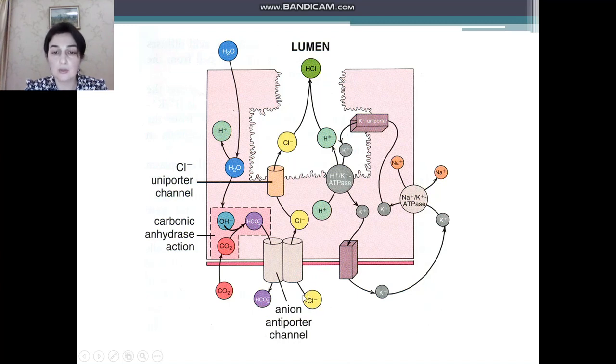So chloride ions will enter the cell through the basal cell membrane, and you know that under the basal lamina there is connective tissue which is rich in blood capillaries. So from the blood capillaries, the chloride will come and enter the cell via this anion antiporter. Chloride enters the cell. Then on the apical cell membrane, we have a chloride uniporter channel, which will carry chloride into the lumen of the intracellular canaliculi. Then it will enter the lumen of the gland.